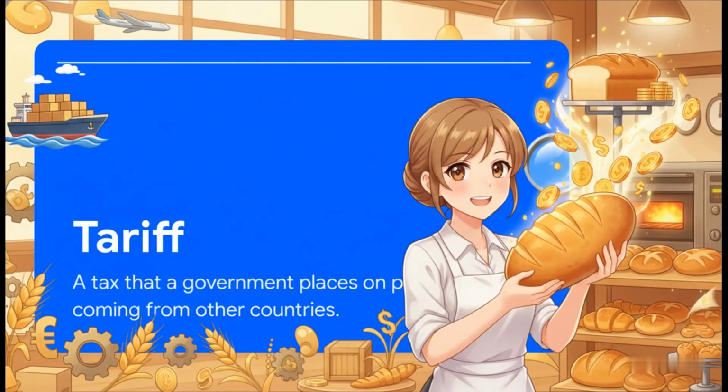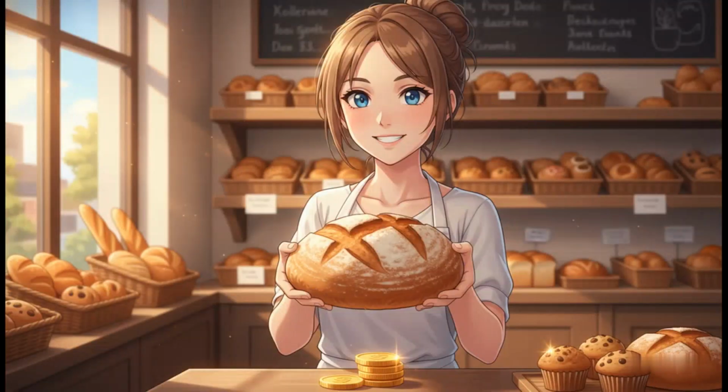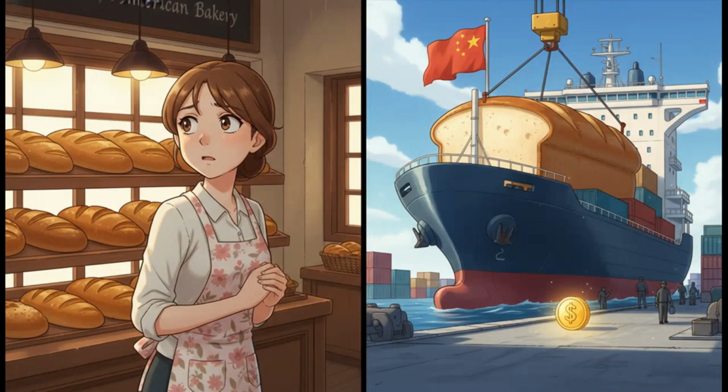Let's talk about bread. Okay, so imagine a local American bakery. They sell a nice loaf of bread for $3. Simple enough, right? They're employing local people, they're part of a community. Now, here comes the competition. A company over in China can make a pretty similar loaf and ship it all the way to the U.S. for just $1. Now, if you're the shopper, which one are you probably going to buy?